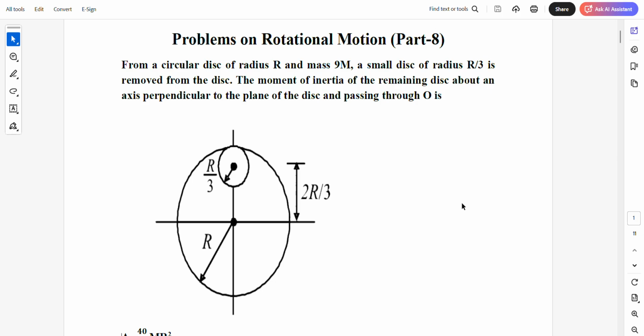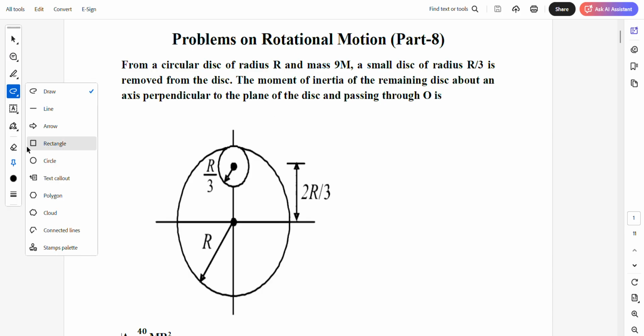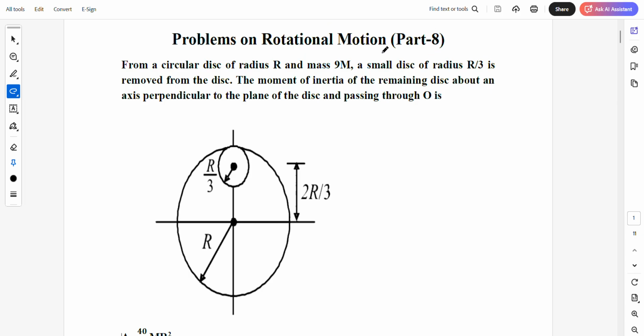Today we'll be seeing some important problems on the chapter rotational motion. This is part 8 of the video. Kindly see the previous parts also so that you can understand the problems on rotational motion. This is the first problem of part 8.